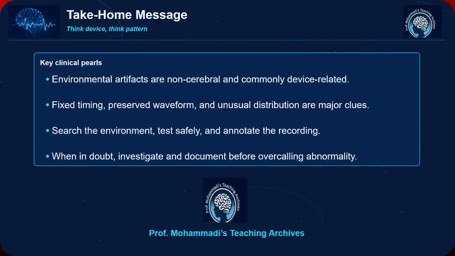The take-home message is simple. Think device, think pattern. Environmental artifacts are common during EEG recording, and many are recognizable because they are fixed, stereotyped, and temporally linked to equipment, movement, or infusions. The safest approach is to inspect the recording environment, correlate the waveform with possible device activity, and document the observation. Careful recognition protects the patient from false positive interpretation and strengthens the quality of the EEG report.